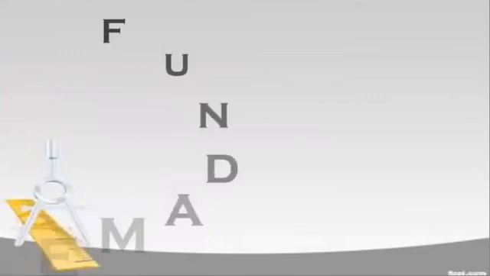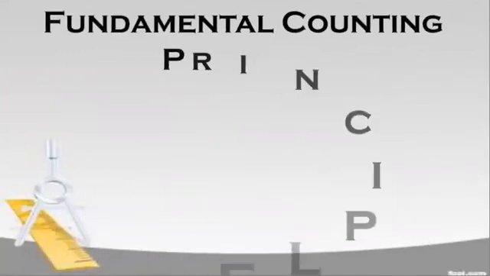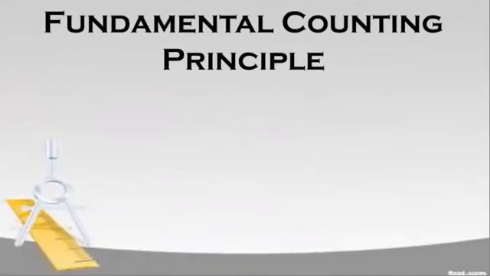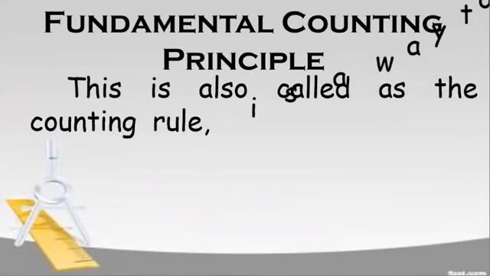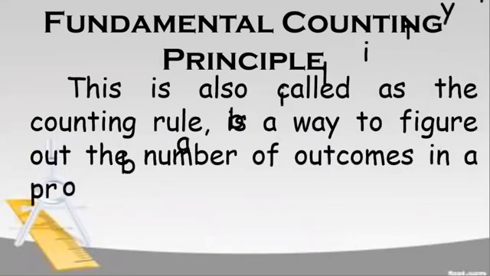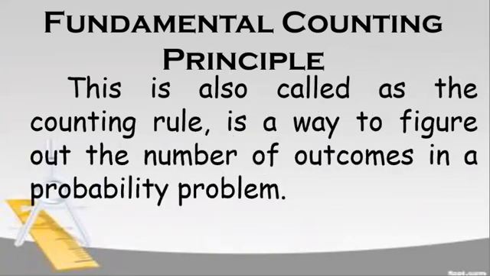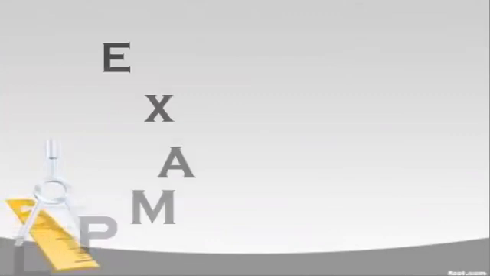Kasi yung kanina po sa addition principle of counting, pinagsama sila kasi hindi naman po magkasunod na event. Isang event lang siya and then meron lang po siyang several choices. So the multiplication principle of counting can also be called as the FCP or the fundamental counting principle. So this is also called as the counting rule, and it is a way to figure out the number of outcomes in a probability problem. So again po, FCP and the multiplication principle of counting po are the same lang po.